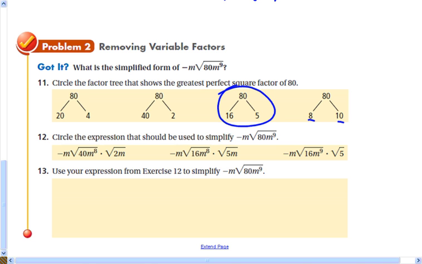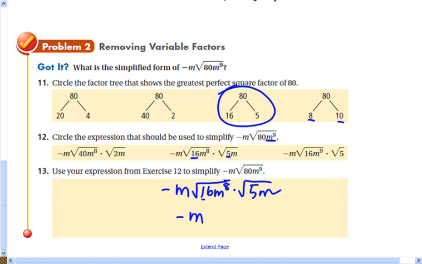All right, and then we're going to use those to rewrite this expression. And notice we're doing 16 times 5 right here. And we're also breaking up the m to the 9th into m to the 8th times m, because m to the 8th is a perfect square. So we now have negative m times the square root of 16m to the 8th, and that's a perfect square, times the square root of 5m.